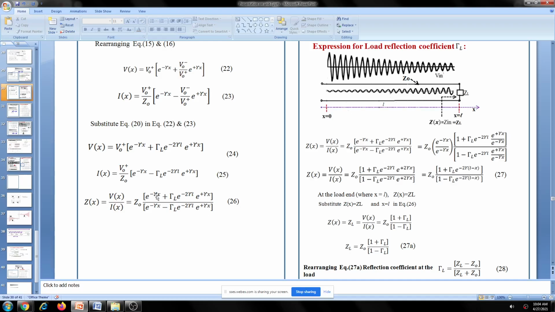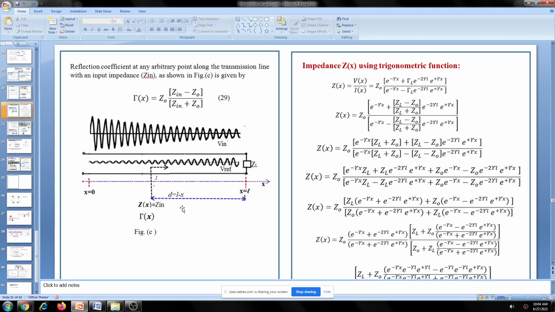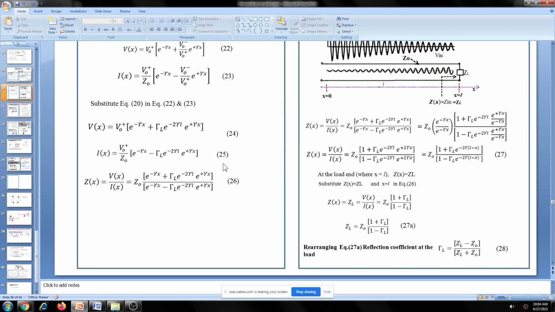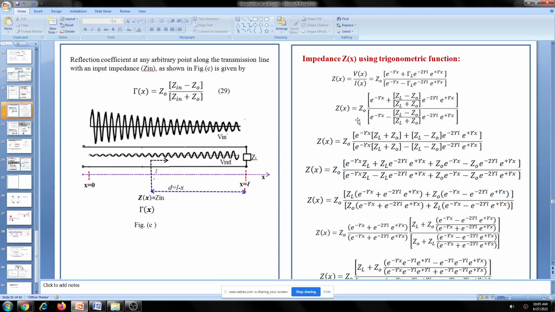Now, instead of using this trigonometric function, we will write this in terms of the exponential. You take this equation, this is Z of x, as you look into this direction, that is the impedance given by this equation. It is a function of distance x.